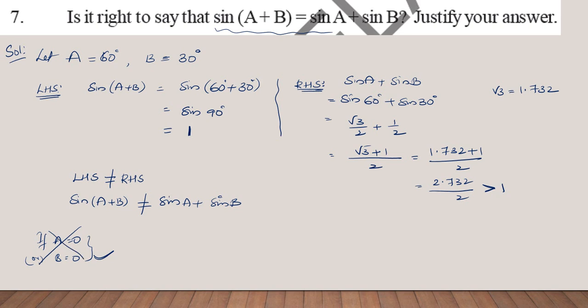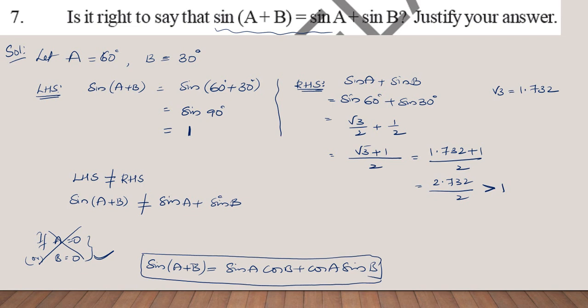Already we discussed in the previous problem that sine of A plus B is equal to sine A cos B plus cos A into sine B. About this we have already discussed in question number 4, I think, right? Since this is the formula which we are following, clearly this is not possible. So sine of A plus B is not equal to sine A plus sine B, right?